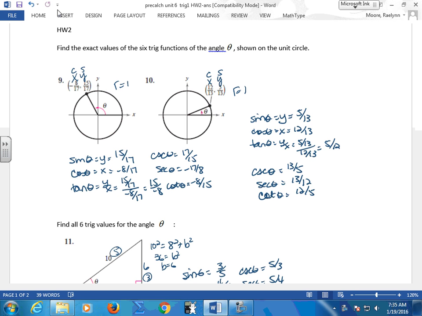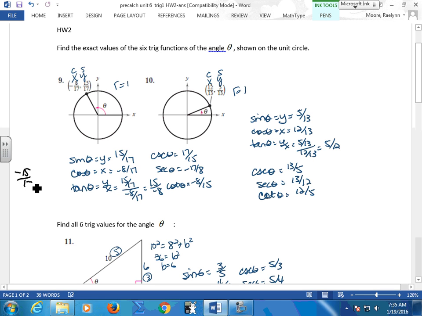This is on the unit circle. This makes life a little bit easier. This is the x, this is the y. So the x is automatically your cosine, and the y is automatically your sine. Your tangent, you just have to put y over x. Because they're the same denominator, when you do keep, change, flip, the denominators cancel out.